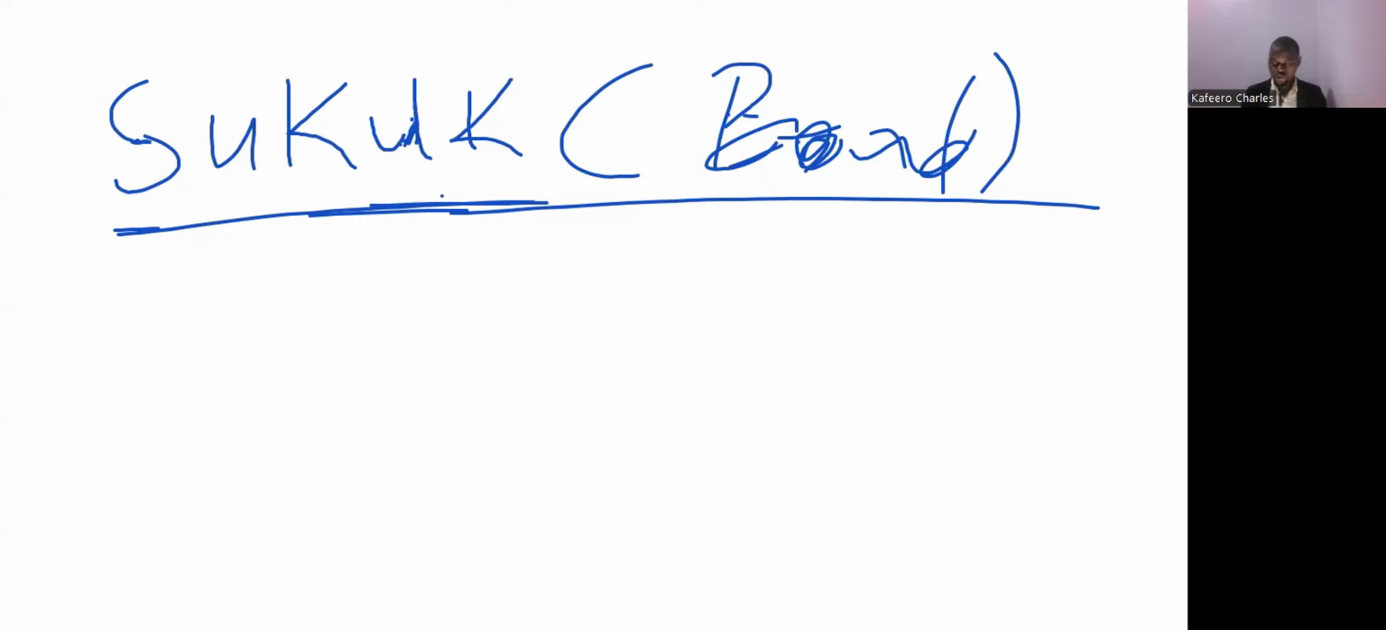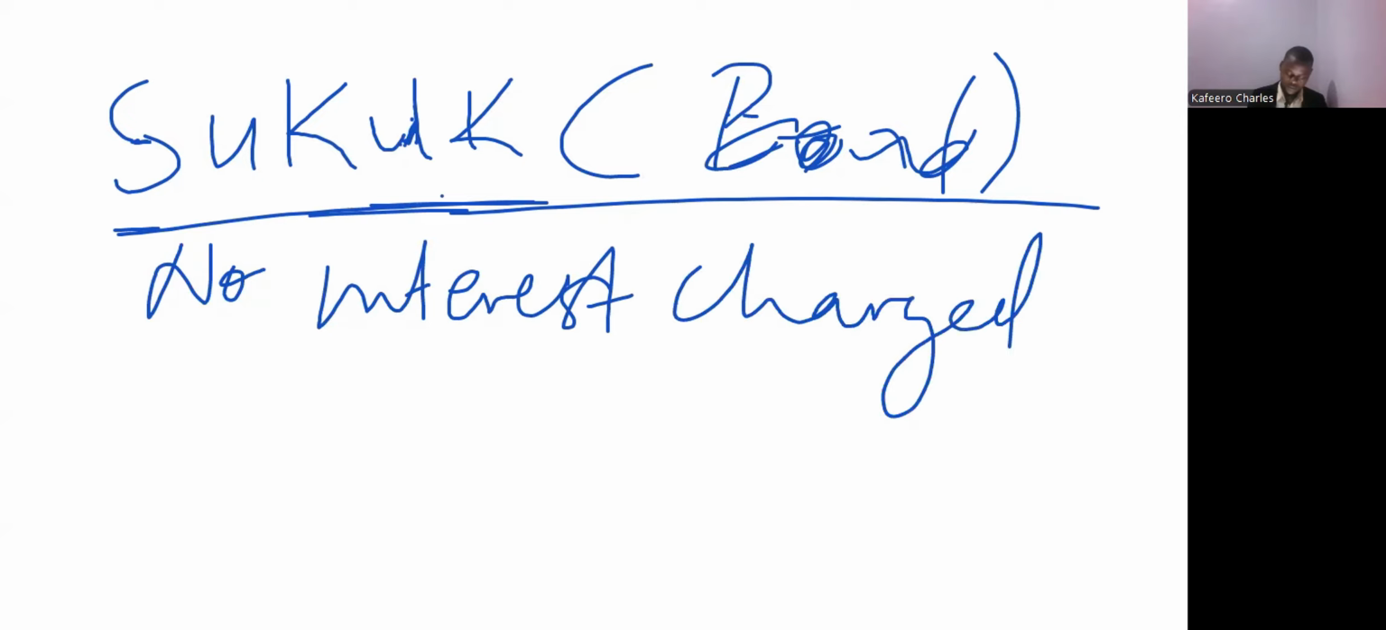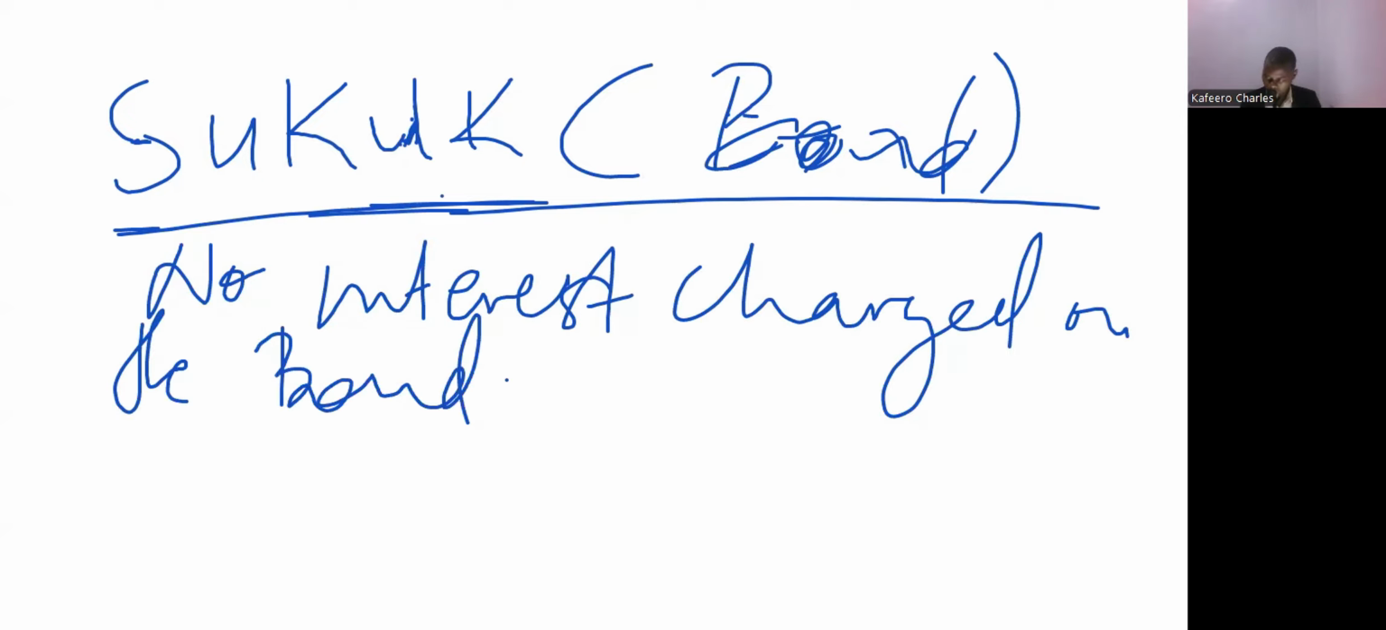In other words, you will not include any interest in these bonds. Remember, in the normal conventional banks, those commercial banks, they charge interest on these bonds. But for the sukuk, it will be structured in such a way that there is no interest. So the bottom line here is no interest is charged on the bond.